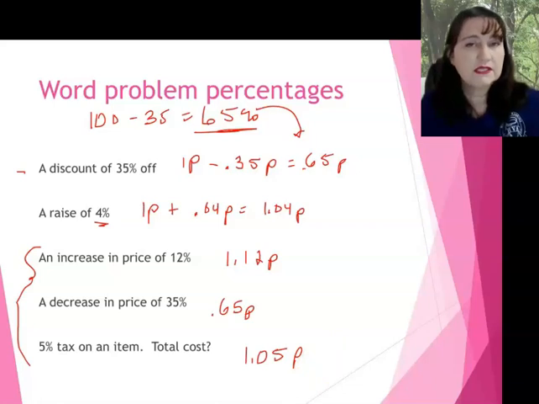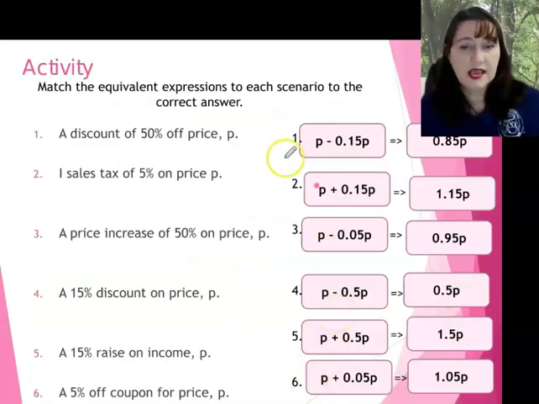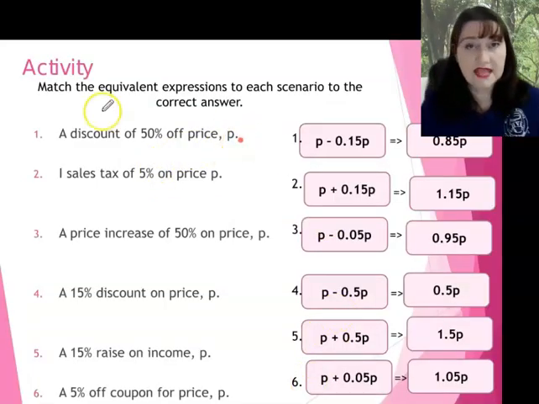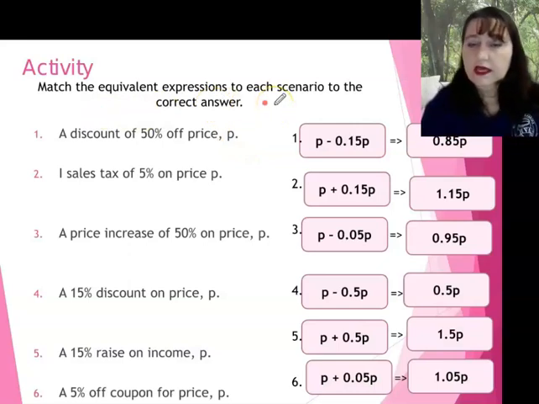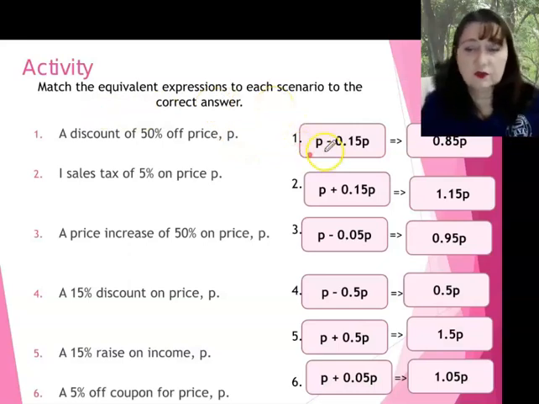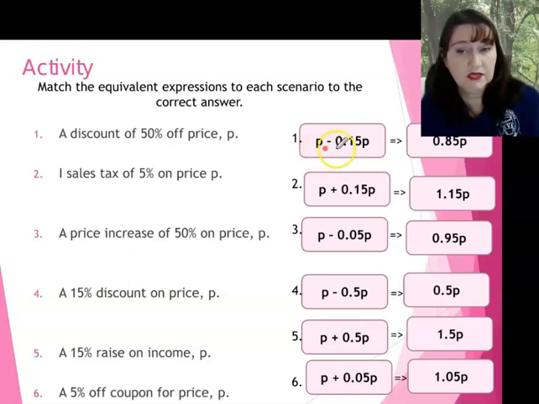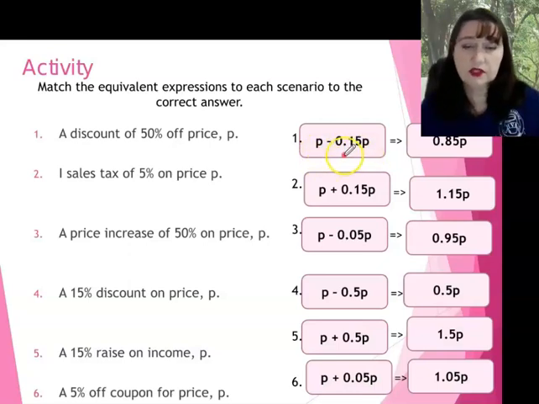So we're going to go into this next slide, and we're going to see how well you do. Now, this is a matching game. I want to see how well you do, and I'm going to look at the first one. We have p minus 15% p. So we're getting some sort of a discount of 15%. So it looks like it's number 4.